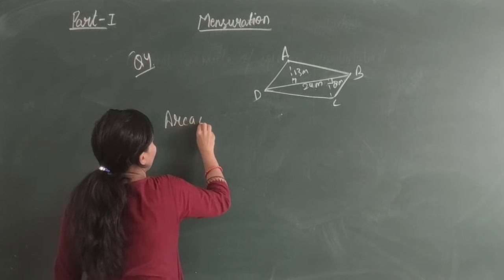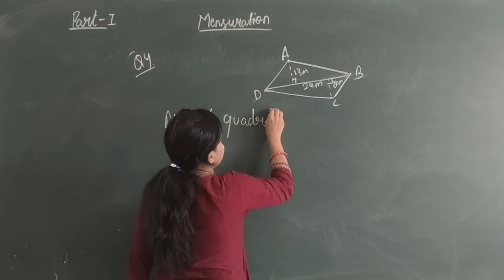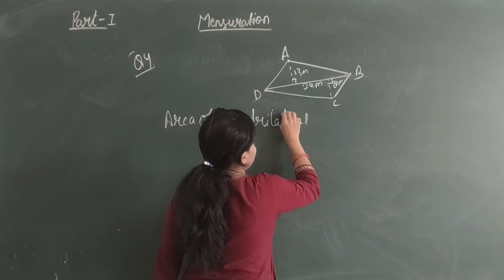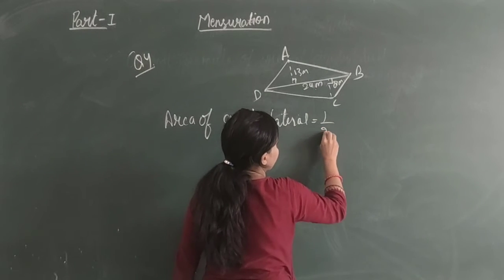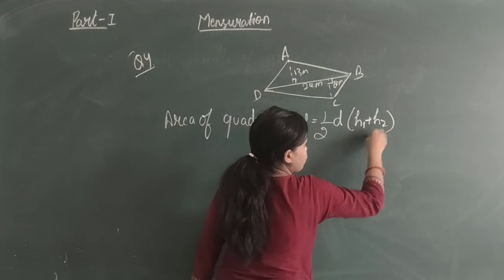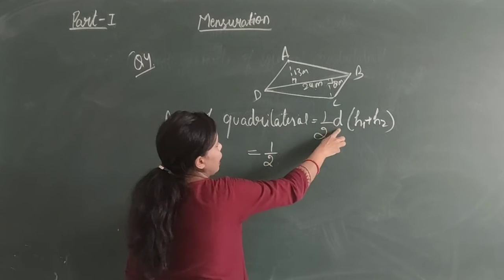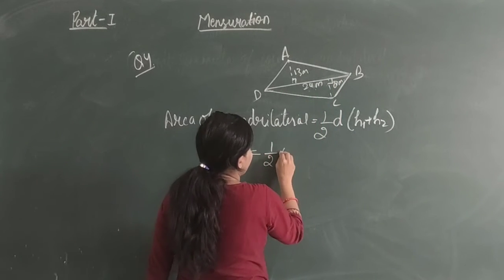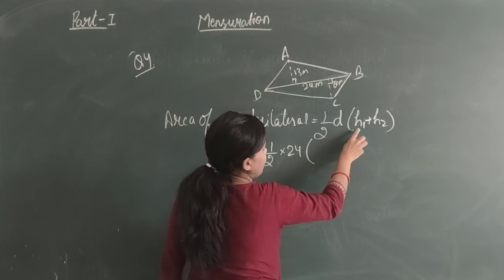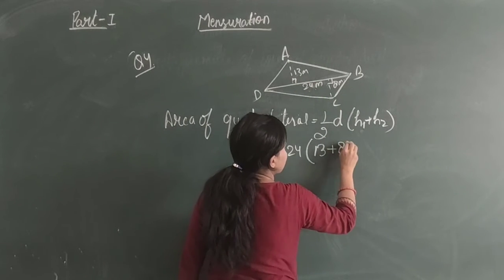Area of quadrilateral is equal to half d (h1 plus h2). Now put all these values, 1 by 2. What is the diagonal? This is 24. Height 1 is 13. Height 2 is 8.